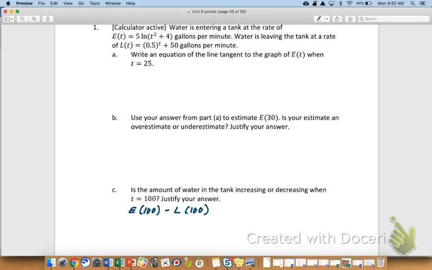Anybody know why I did E minus L instead of E plus L or L minus E or some other variation? Because when you leave the tank, you subtract the water. Yeah, L is causing the amount to decrease, and so we would be subtracting that, right? And then E, of course, is causing the amount of water to increase, so we make that a positive rate. Rate in minus rate out.